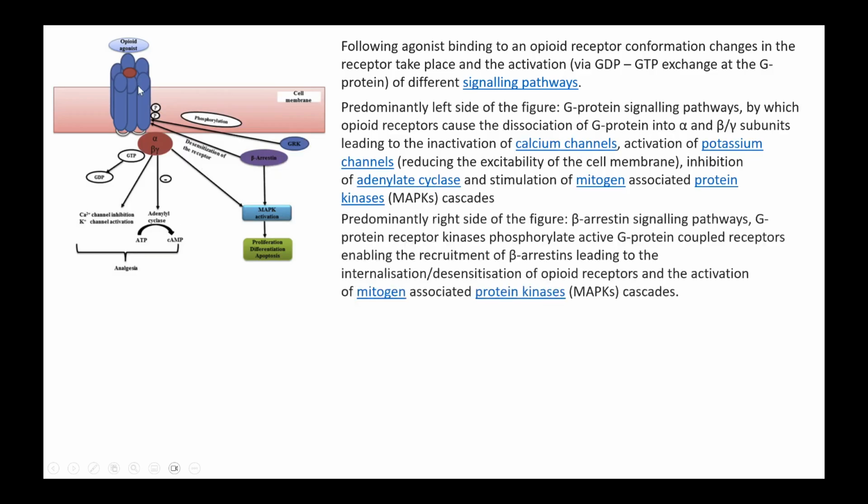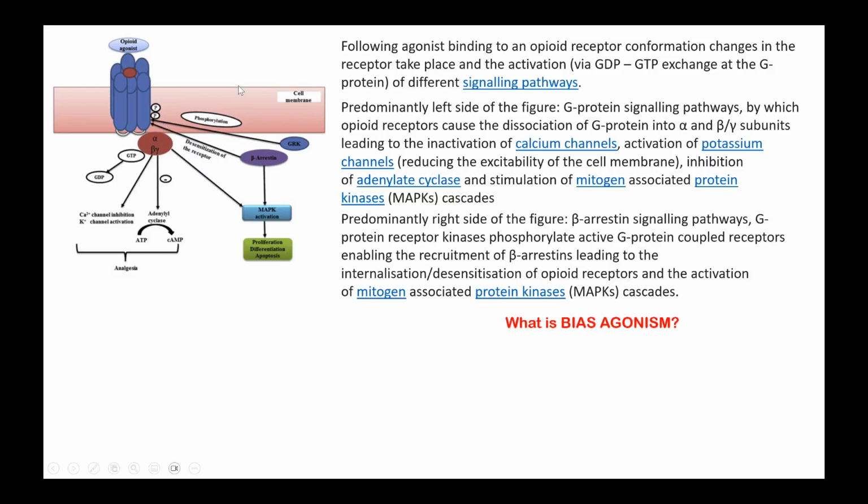And the predominant right side, what I showed you, is the beta arrestin signaling pathway, where the G protein receptor kinase phosphorylates and activates the receptors to enable the beta arrestin, leading to the internalization and desensitization of opioid receptors and activation of mitogen associated protein kinases. So this will lead to proliferation, differentiation, and apoptosis. So these are the two components of the stimulation.